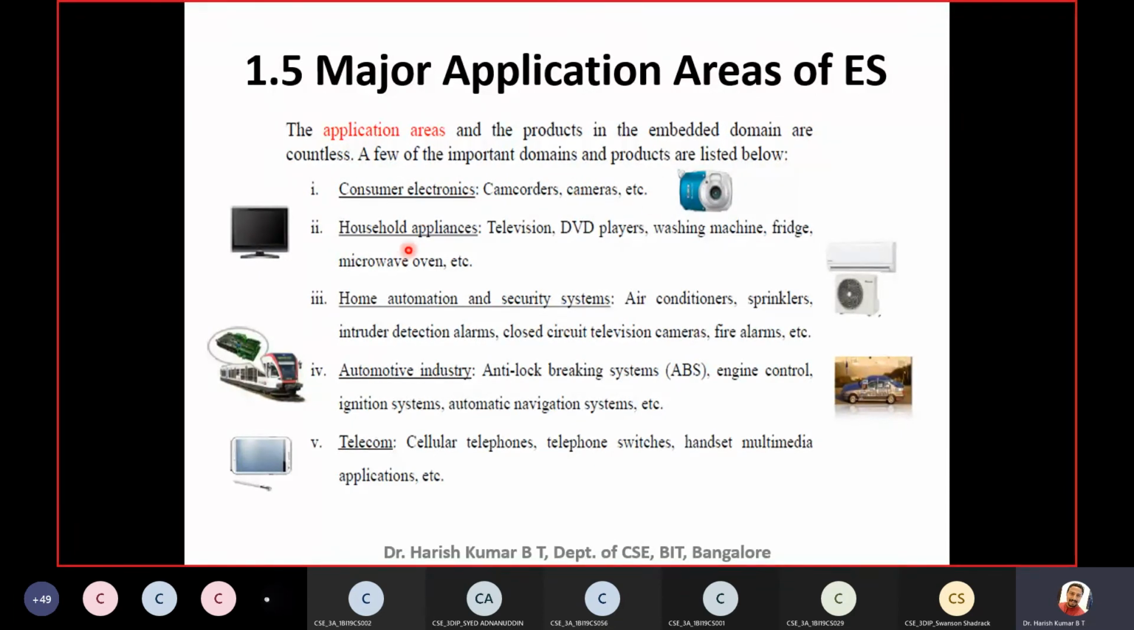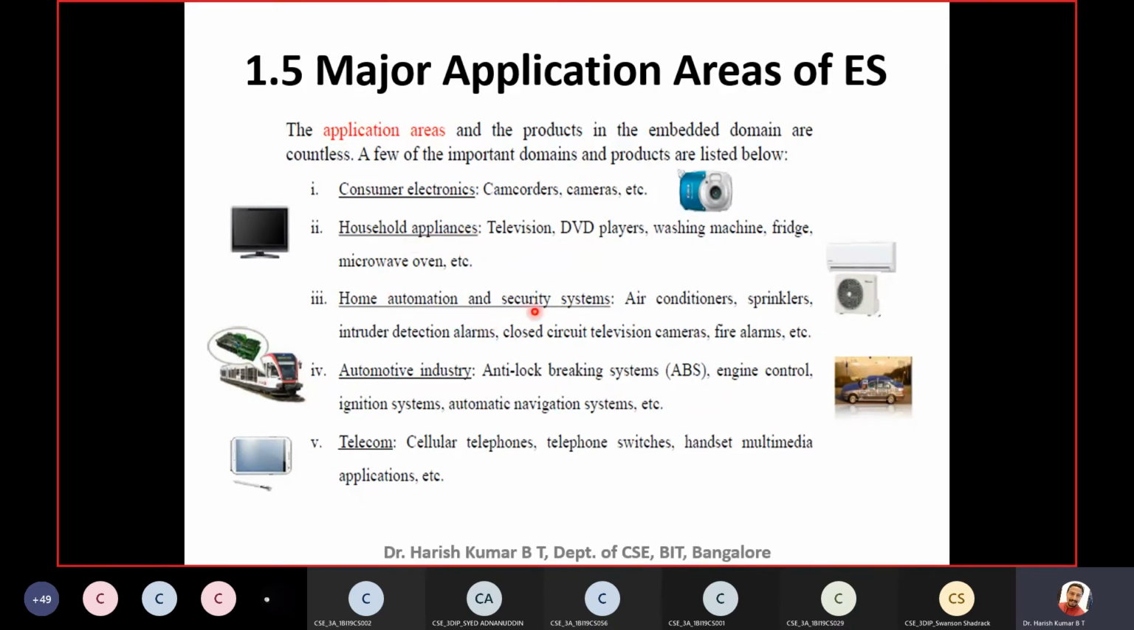Another important domain where embedded systems are most widely used is household appliances. You can see the television is one embedded system, again DVD players, washing machines, refrigerators, microwave ovens. All these things are again embedded systems.